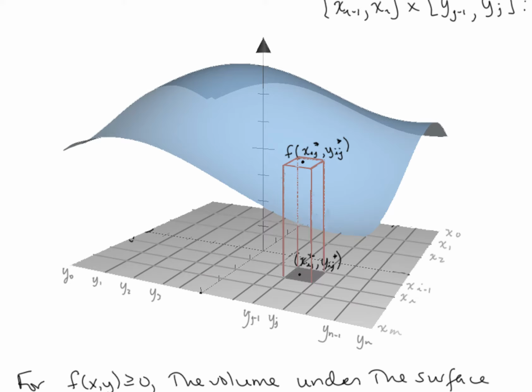And so our rectangular box over the ij subrectangle looks like this. And we would do this for each of these rectangles in the domain.